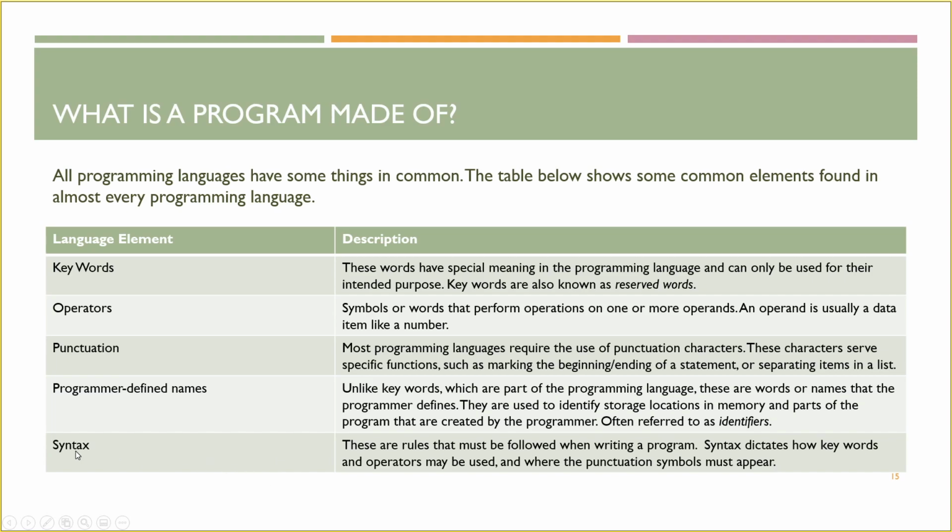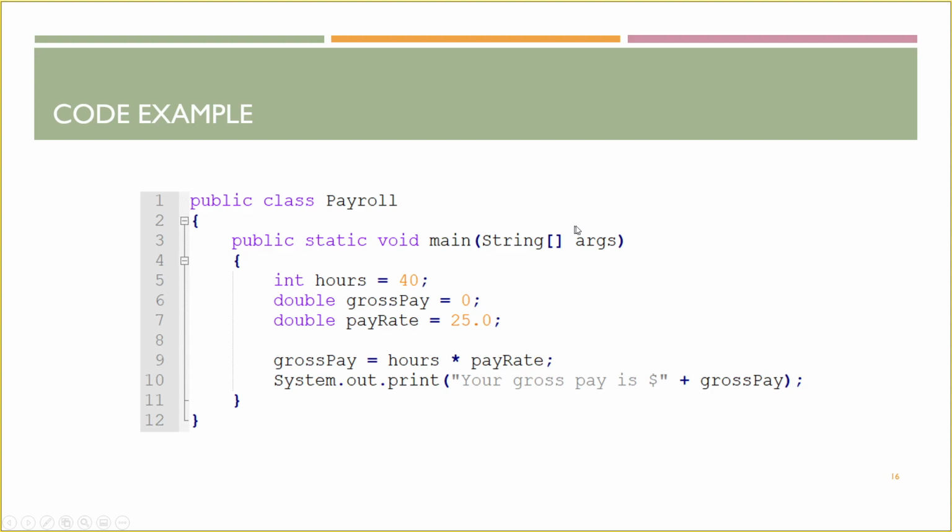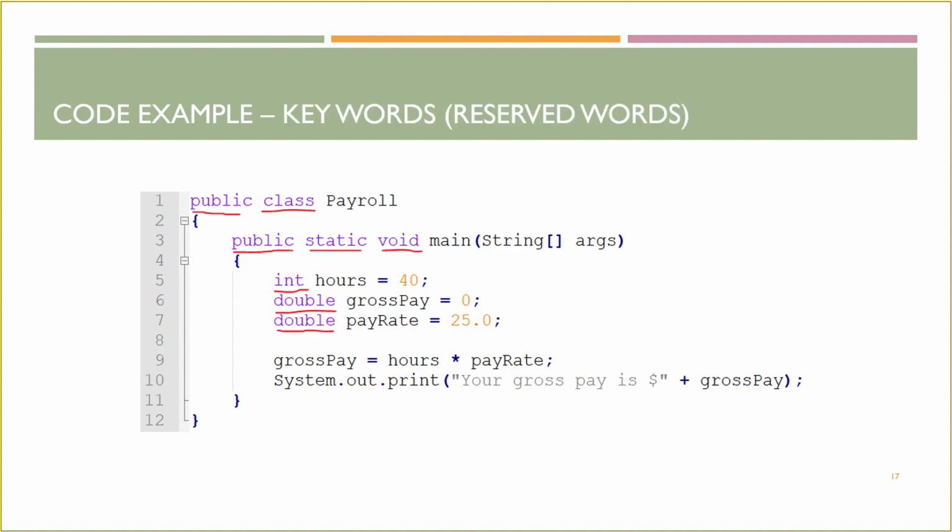So Java, which we're using in this class, has a very different syntax than Python, for example. They're very different in terms of syntax, but they both have all of these things. They both have keywords, they both have operators, punctuation, programmer-defined names. They just have different syntaxes. So here's an example of some code, and I'm going to walk through the different pieces of this code and discuss what each of these things means.